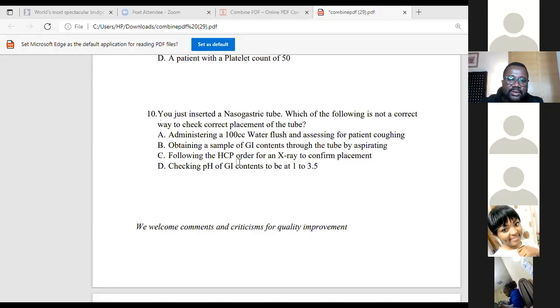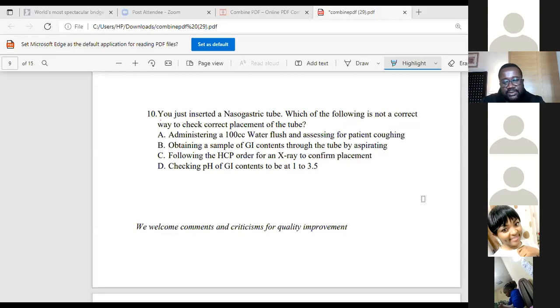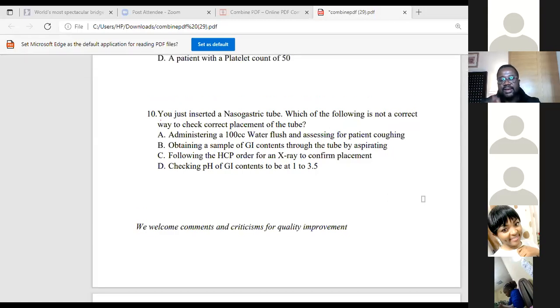Okay, let's write on. So B, yes, right. We said you have to aspirate. If it is more than 100, we hold the feeding. If it's less than 100, reinstate and administer the feeding. So B is correct: following the healthcare provider order of an X-ray to confirm placement. Right, that is the right way. One of the right ways, but that is the most important, the first thing to do, X-ray.